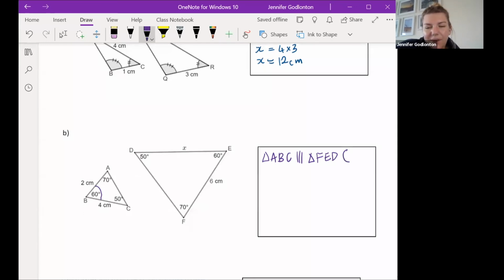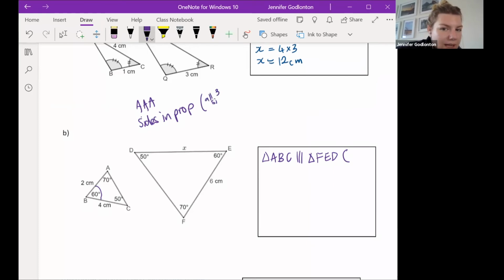And then what would my reason be? I think SAA. Okay, so in similarity, we only have two. We only have AAA, and then we have sides in proportion. If we have this one, then they have to have given us all three sides. So when looking at this, have they given you all three sides, or have they given you all three angles? I think all three sides.